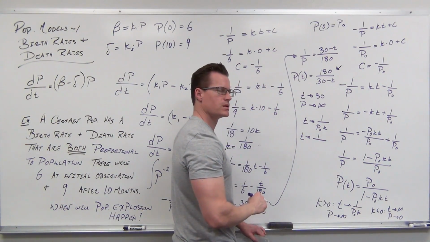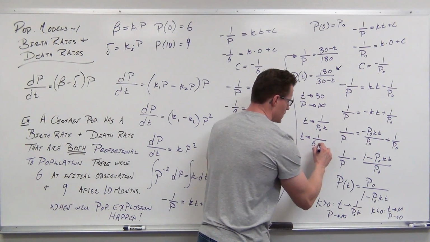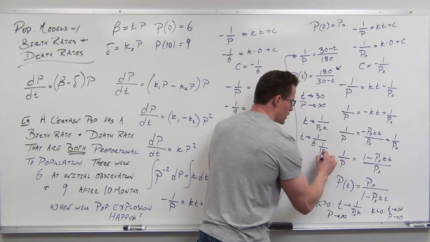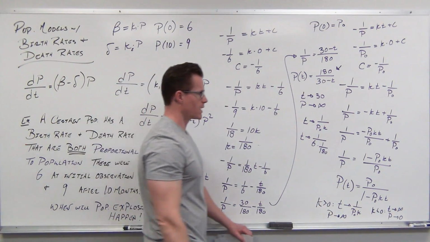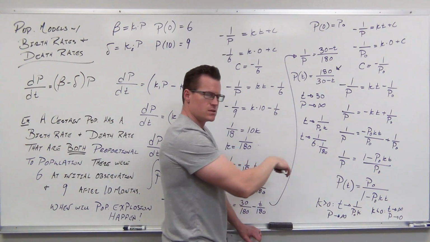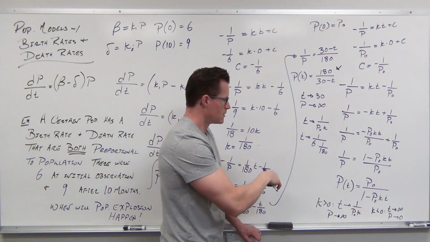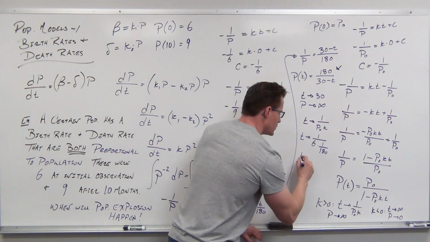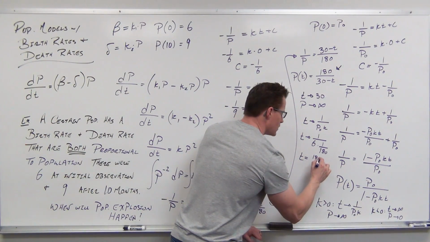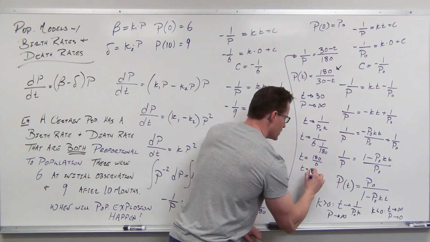P sub 0 was 6. K was 1 over 180. P sub 0 is 6. K is 1 over 180. If you do that, let's see, that's a complex fraction, so t would be 180 over 6. T would be 30.